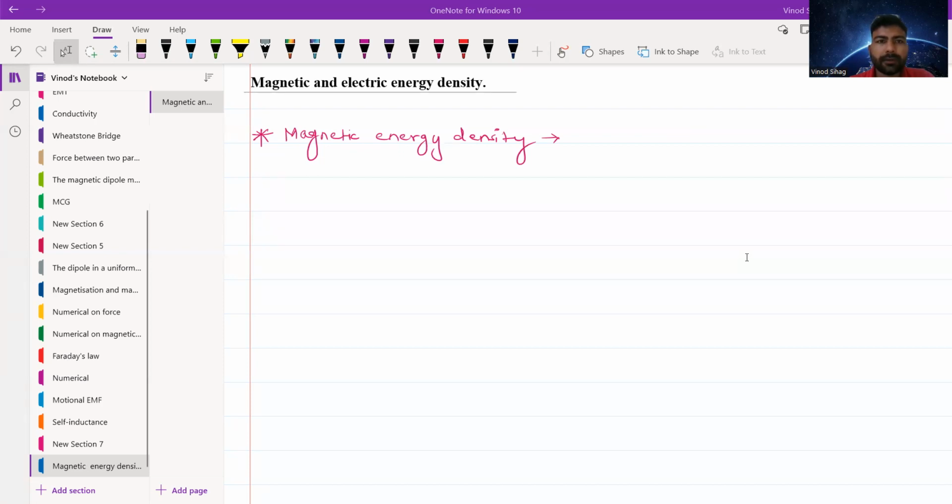In today's lecture, we are going to study magnetic and electric energy density. In the case of magnetic energy density, first we are going to derive the equation of magnetic energy, and then we are going to derive the equation of magnetic energy density. For this, we are going to use this example.